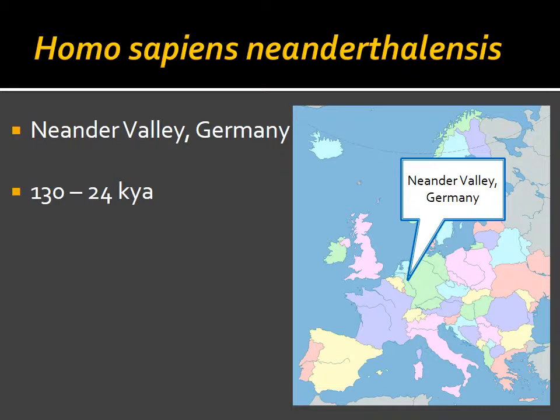As I said, the first fossils related to this group of hominins were found in a place called Neander Valley in Germany. It's in the western portion of what is now the unified country of Germany. And it was found back in 1856 in a rock quarry.